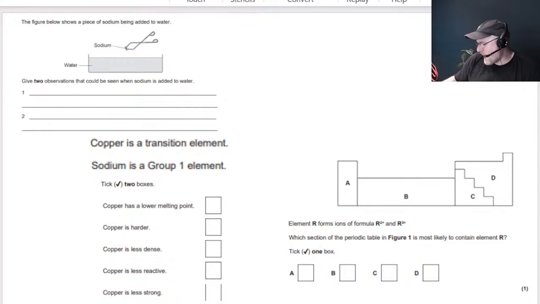This is comparing the alkali metals with, maybe it's not, oh it is transition metals. There's a little transition metal question. The figure below shows a piece of sodium. Sodium is Na on your periodic table. A piece of sodium being added to water, H2O. Give 2 observations that could be seen when sodium is added to water. So what would you see if someone drops sodium in water? 2 observations.